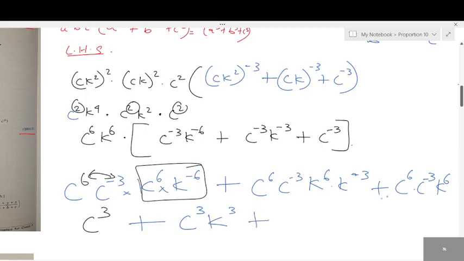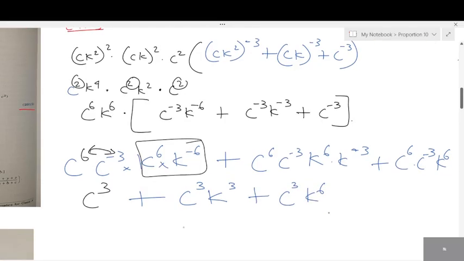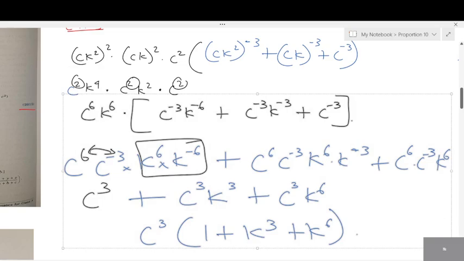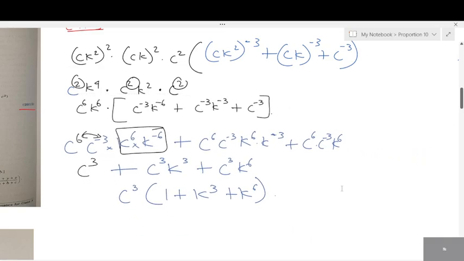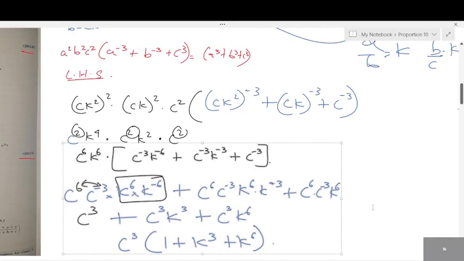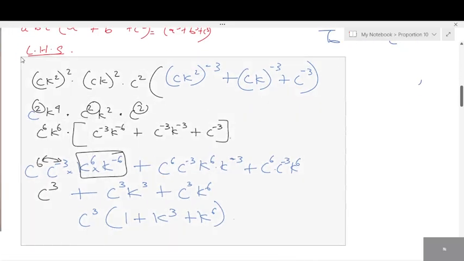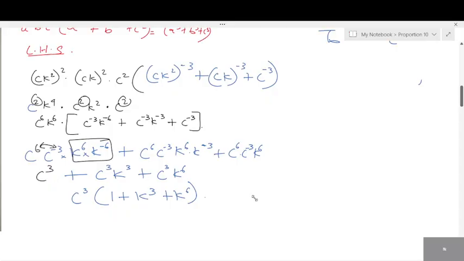Next, plus here C to the power of 6. Now tell me what is common. 1 plus K cube plus K^6 is the answer. This is what you got on the right hand side. Try it on the left hand side. Complete it. All of you will complete the left hand side. If not, once and for all, wait, let me solve even the right hand side part. You can try it later.